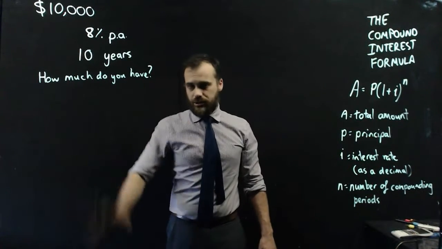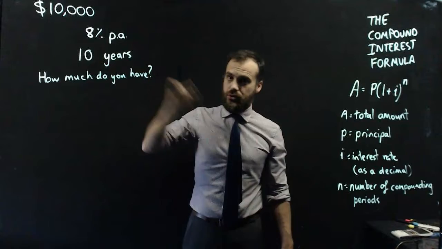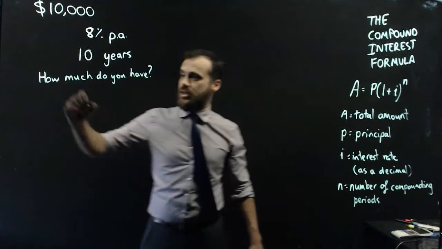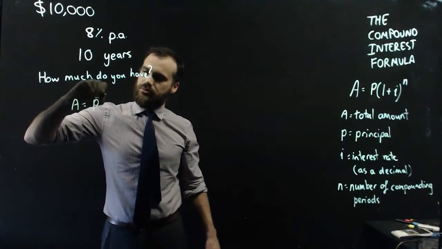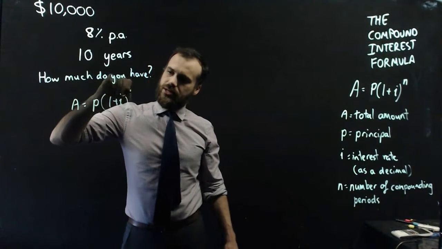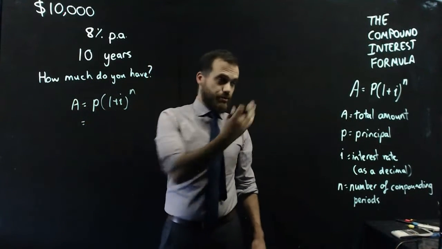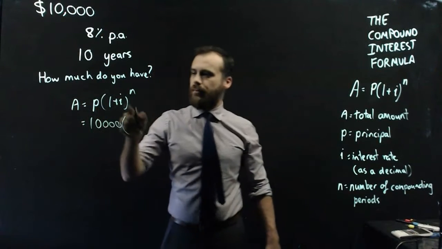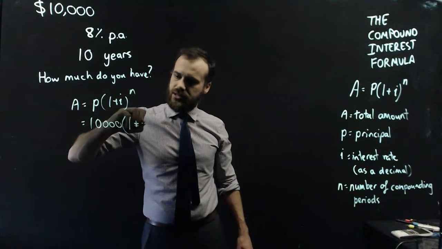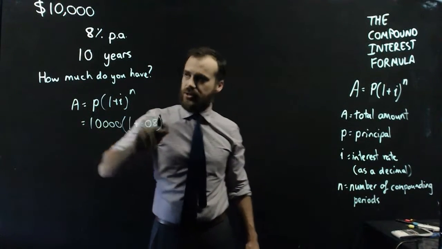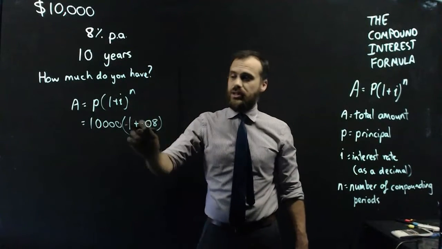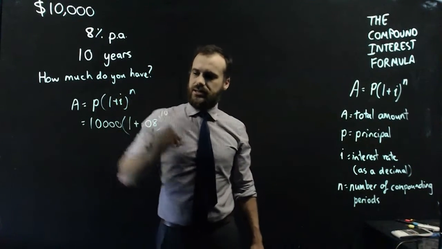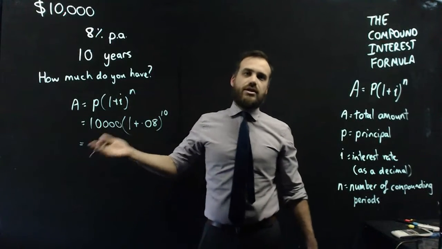So now that our horrible table isn't here, we can just use this formula to find out the total amount that I'll have after 10 years. A is equal to P times (1 plus I) to the power of N, where P is the principal, the money that I started with. 1 plus I is 1 plus 0.08, because the interest rate is 8%. As a decimal, that's 0.08. Number of compounding periods is 10. And you can type that straight into your calculator.